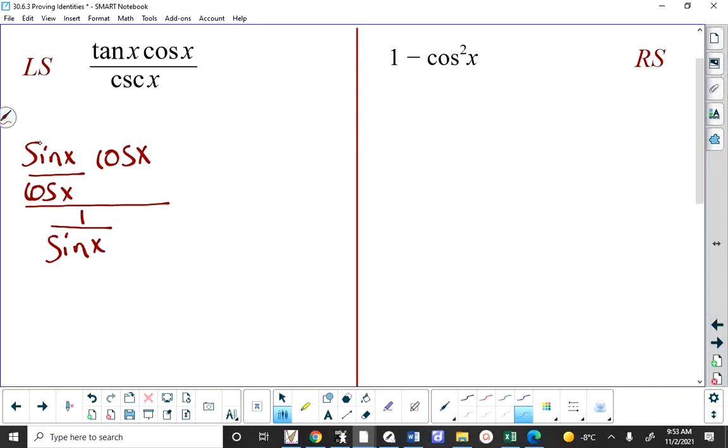When you do a proof as a written response, you need to identify by name the identities you just used. What does that mean? It means because I used tangent equals sine over cos, I need to write quotient identity here. And because I used cosecant of x as 1 over sine, I need to write reciprocal identity here.